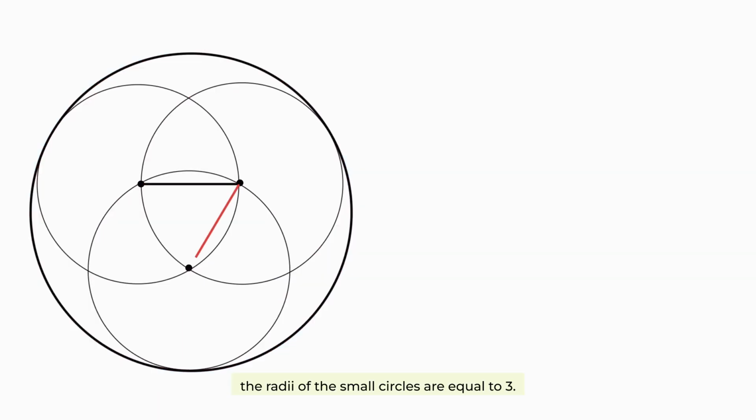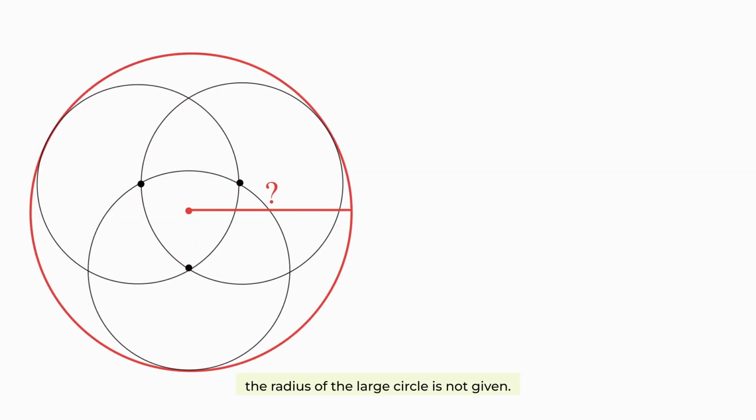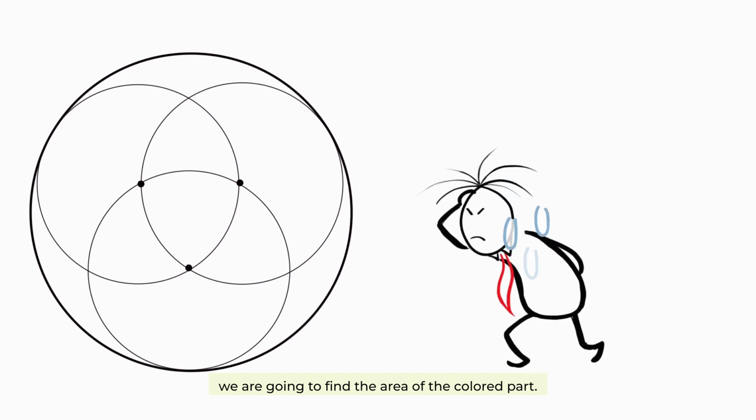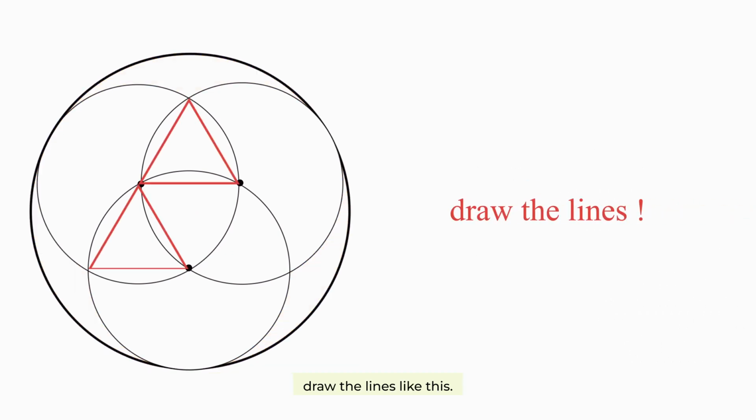The radii of the small circles are equal to 3. The radius of the large circle is not given. We are going to find the area of the colored part. Draw the lines like this.